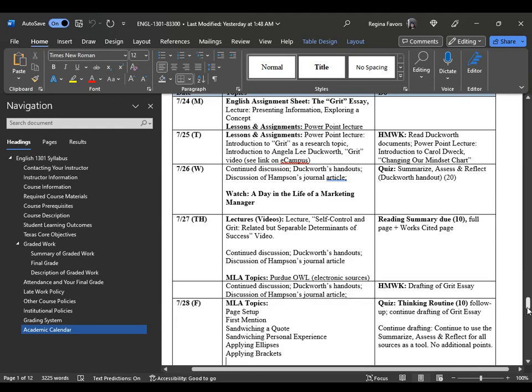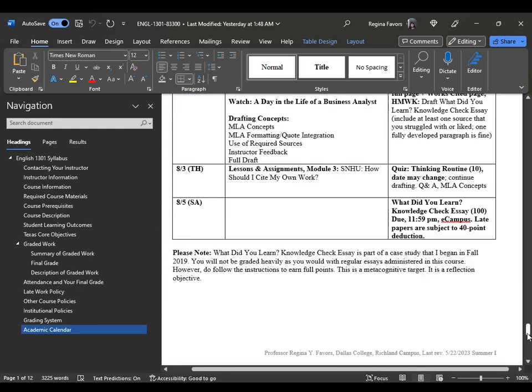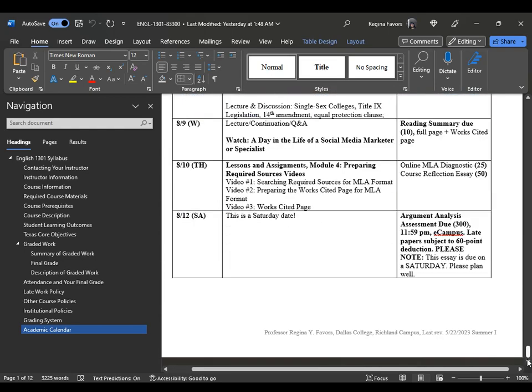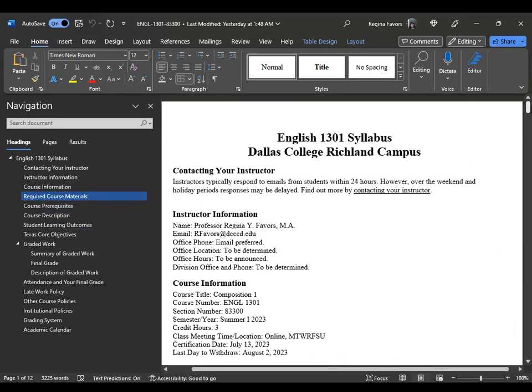Make sure to read this and plan well, because you do have a heavy load even in a 5-week course. So this is English 1301, Coreq, for the DRW 0315 course. I look forward to working with all of you.